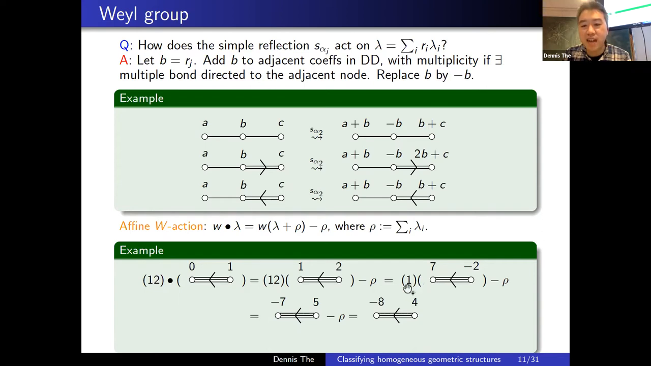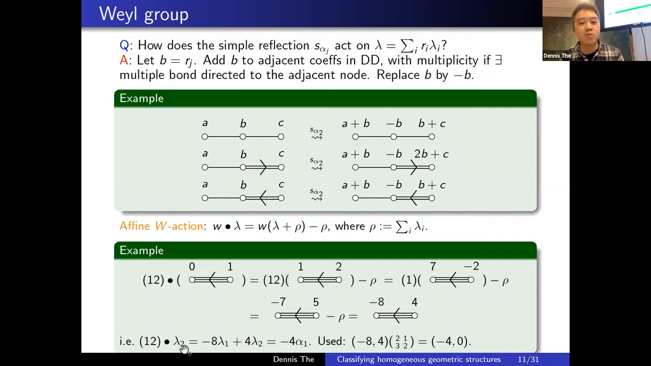Now I let S alpha 1 act. It flips this node to be its negative, so 7 goes to -7. Here I just add 7 to -2 and then I get 5. And then I do a subtraction. So I get this weight, -8, 4. So what we've just computed is this: (1, 2) acting on the weight lambda 2 is -8 lambda 1 plus 4 lambda 2. Using the Cartan matrix, I could convert that from lambda notation to alpha notation. This is the so-called inverse Cartan matrix.